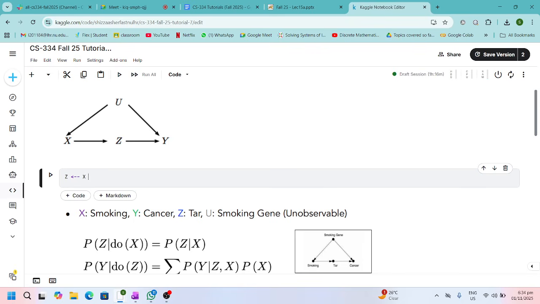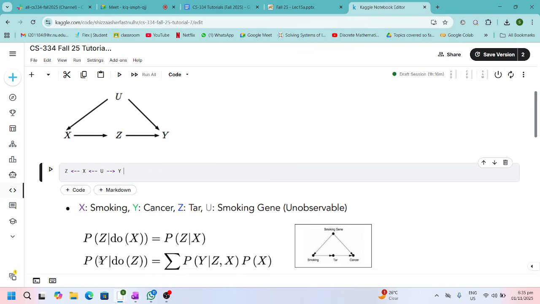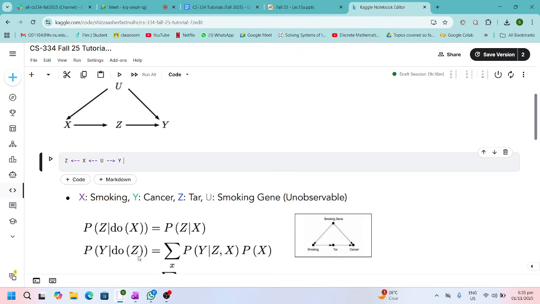Z, X, U, Y. See, that's a backdoor path. इस backdoor path में जो confounder है वो U है, but U को हम control नहीं कर सकते. So अगर हम X को control कर लें, तो भी we are blocking this path. Which is why when you compute probability Y given do Z, so you are controlling for X over here.